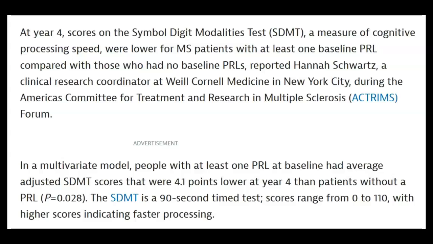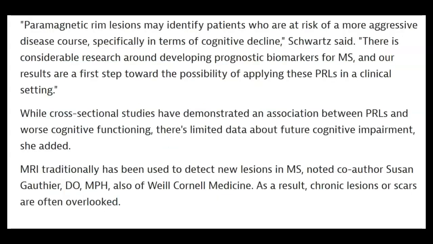And they go on to say that in a multivariate model, people with at least one PRL at baseline had average adjusted SDMT scores that were 4.1 points lower at year 4 than patients without a PRL. The SDMT is a 90-second timed test. Scores range from 0 to 110, with higher scores indicating faster processing. And quite frankly, I have no idea how I did on those tests.